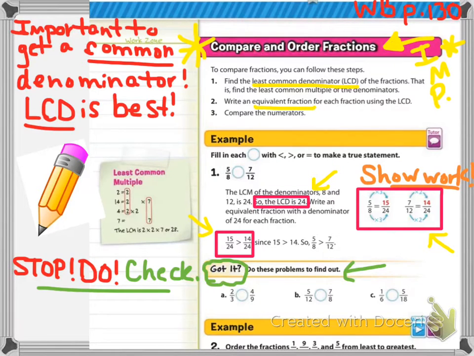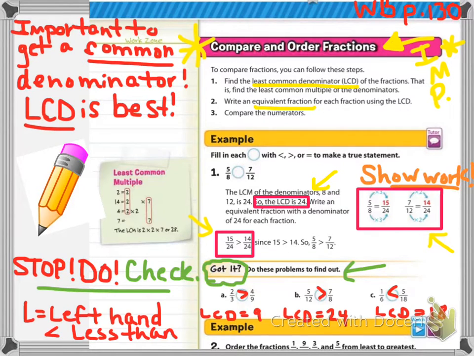Now you should stop, pause, and try the got it's on your own. See if you understand how to do A, B, and C. Once you've done all three, come back and check to see if you have the correct answer. Pause your video now. Okay, you can come back and check your answers.